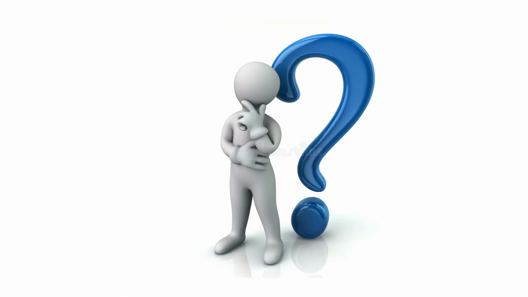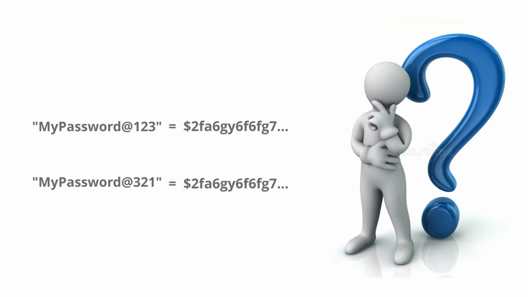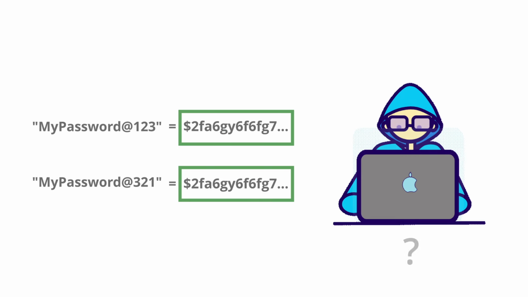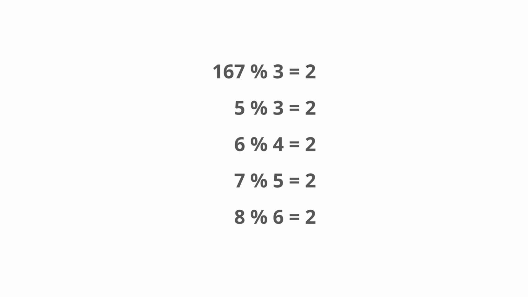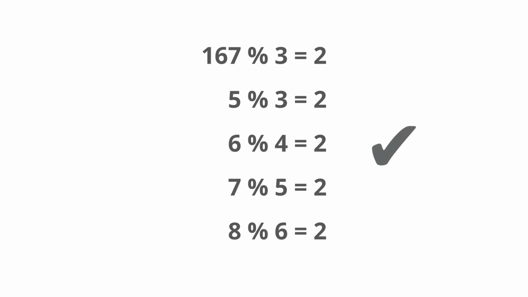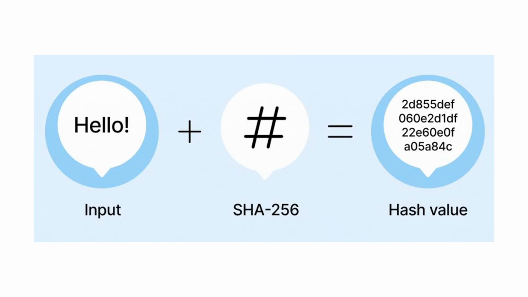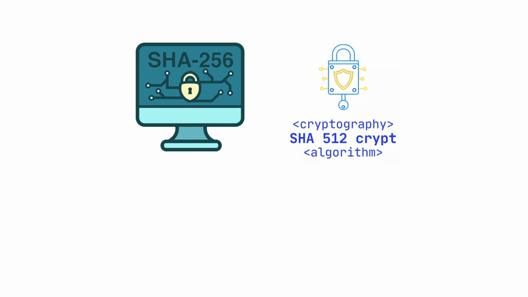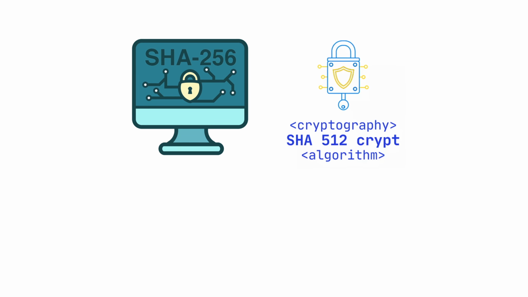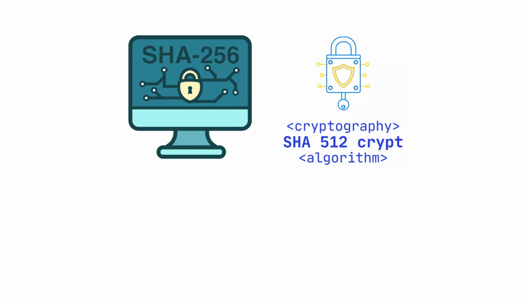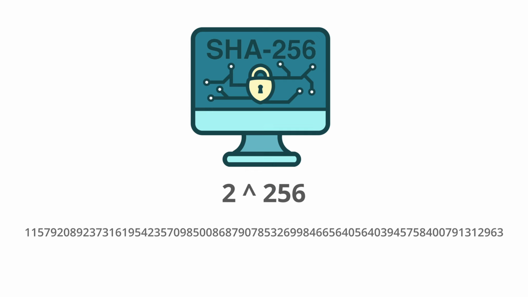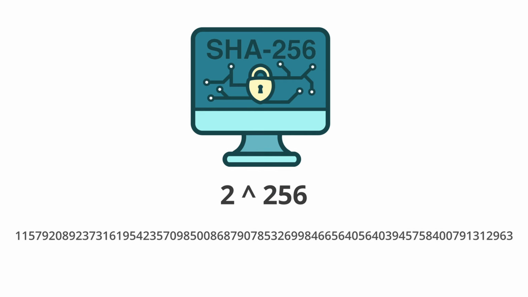Now you might ask, wait, if multiple inputs can theoretically produce the same hash, then couldn't a hacker log into someone else's account? Yes, this situation is called a hash collision. Mathematically, collisions must exist because there are infinitely many possible inputs but only a finite number of possible SHA-256 outputs. However, for modern cryptographic hash functions like SHA-256, the probability of finding such a collision is astronomically small. SHA-256 has 2 to the power 256 possible outputs. That's such an unimaginably large number that finding a collision by chance is considered computationally infeasible.